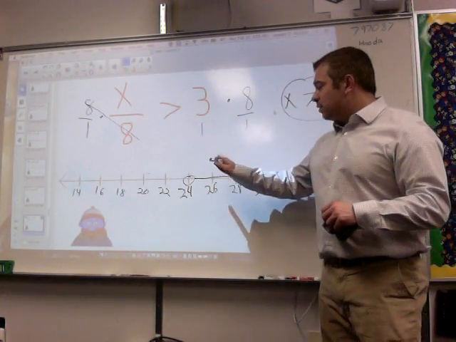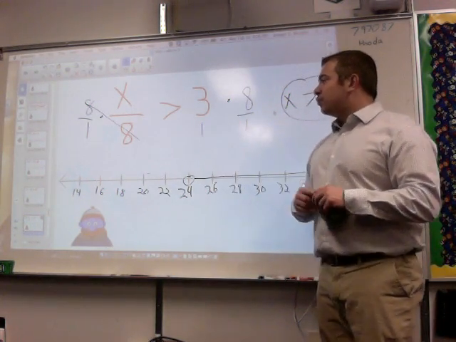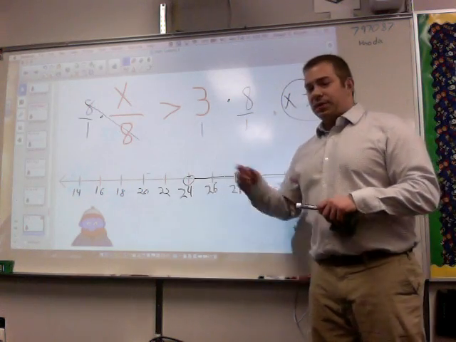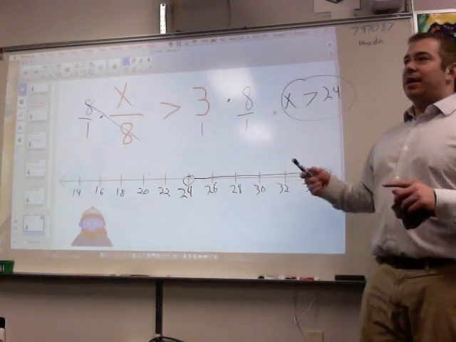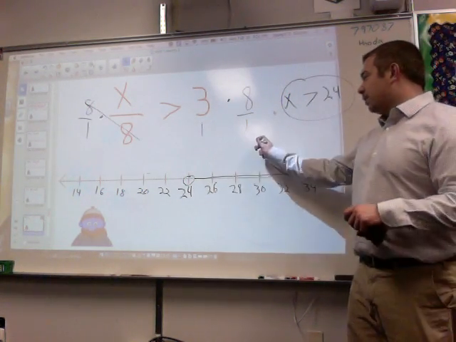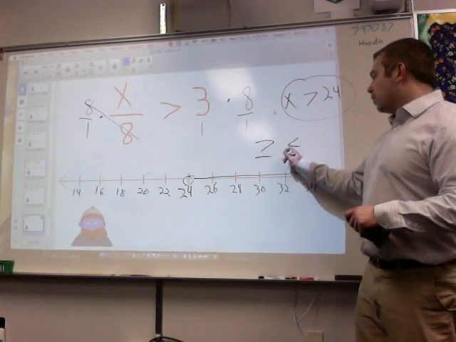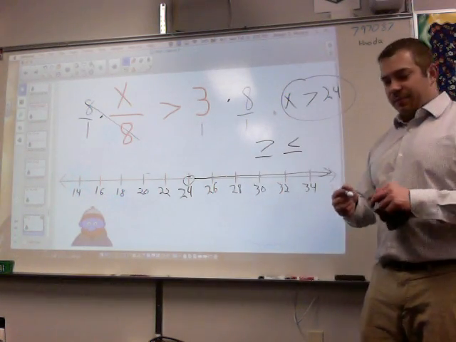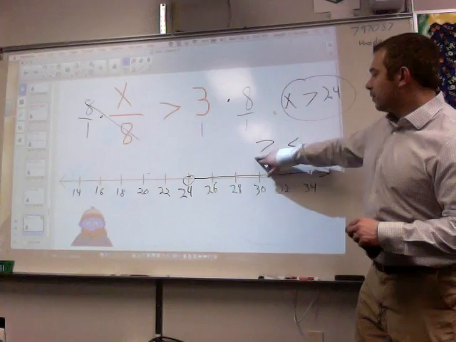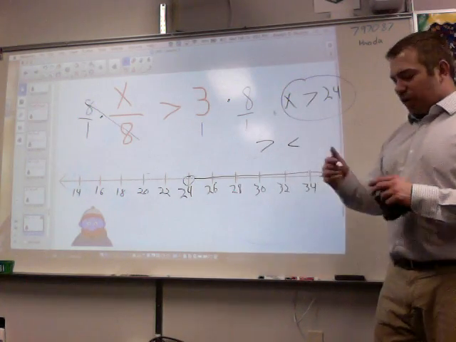So, yes, make sure if it's just greater than or less than, you leave an open circle. If it's greater than or less than and equal to, so if it's one of these or one of those, that's when you fill it in. But if it's just a greater than or a less than, you leave it open.